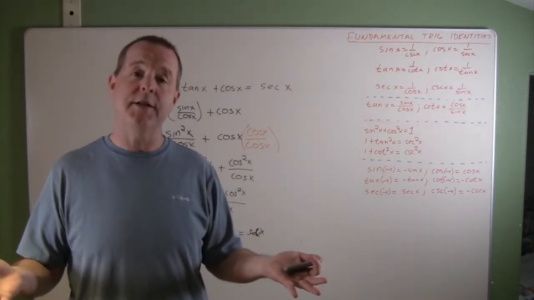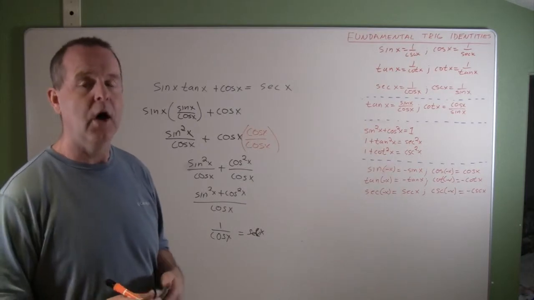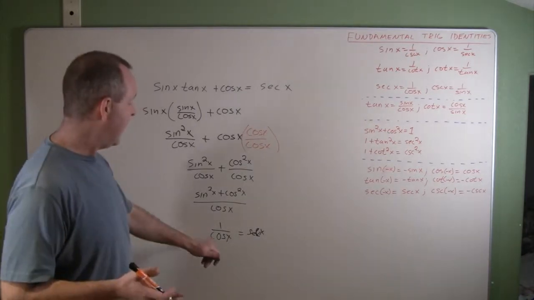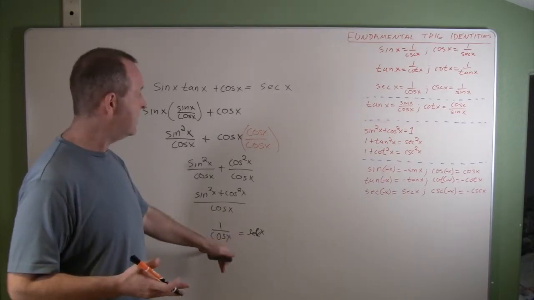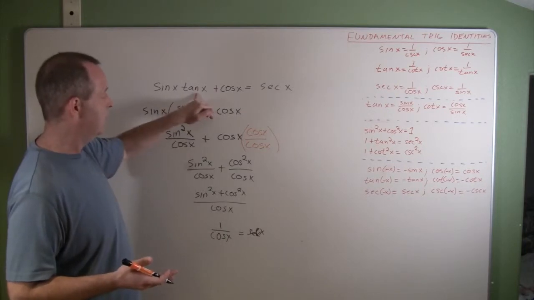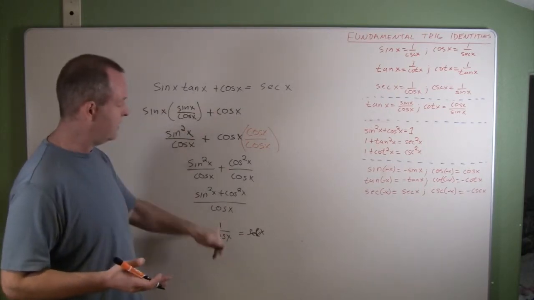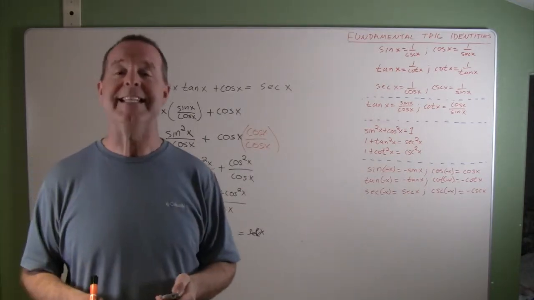And that's what I was trying to do: manipulate one side, usually the more complicated, all the way down to where I get the same statement or value on this side as I did on the right. And so I again verify that this is true, because I found out that this reduces down to the secant of x, and that equals the secant of x.